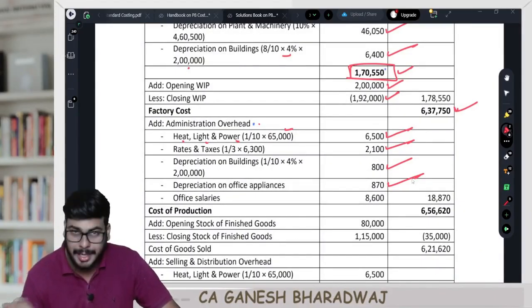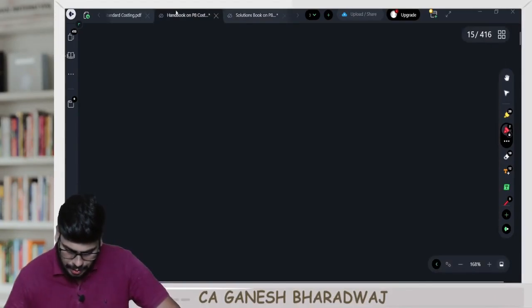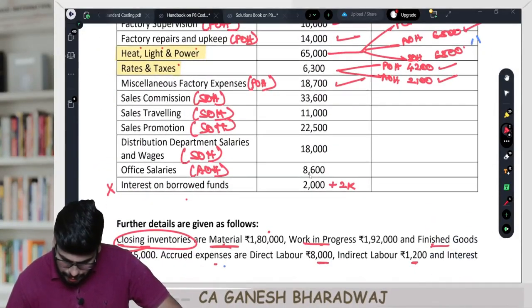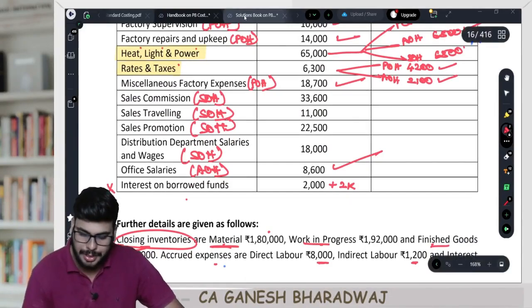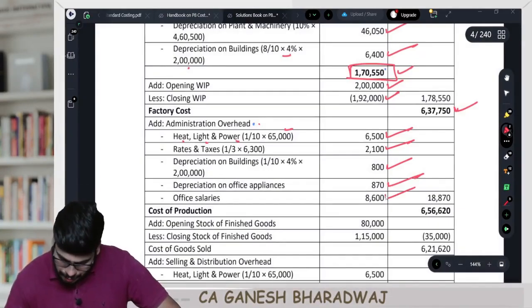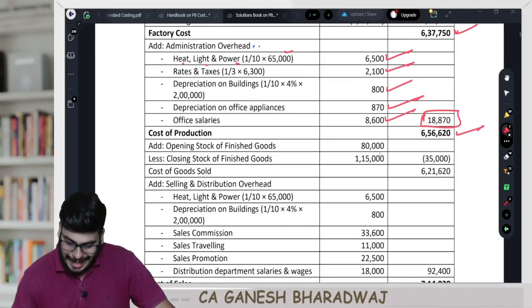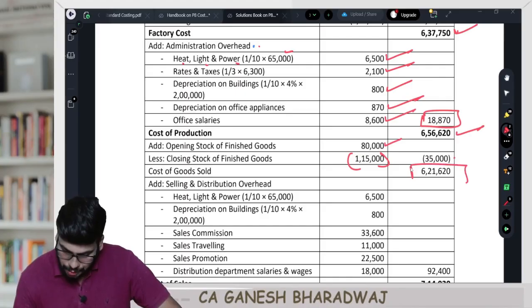Your office salaries, this figure was given as 8,600. Let us tick it off. Yes, office salaries is going to be 8,600. Are you clear with this? This figure is also done. This is going to be the total of your AOH. You add it up, you get your cost of production. Now to that, add your opening stock of FG less your closing stock of FG, the net figure. You get your cost of goods sold.